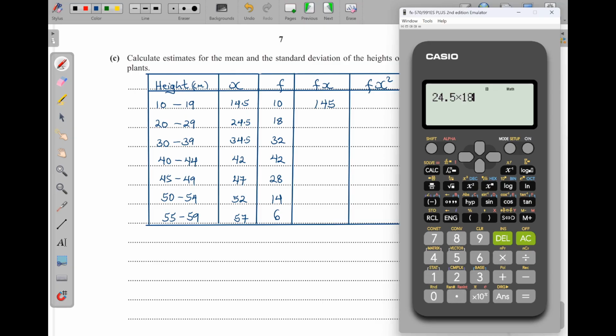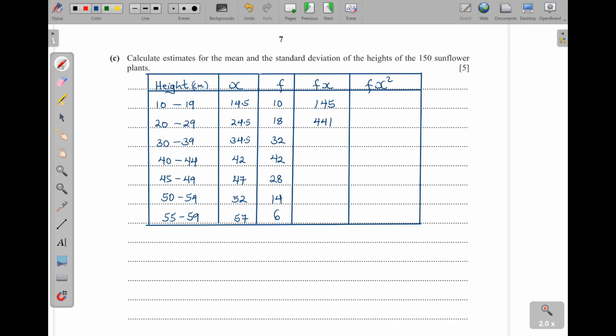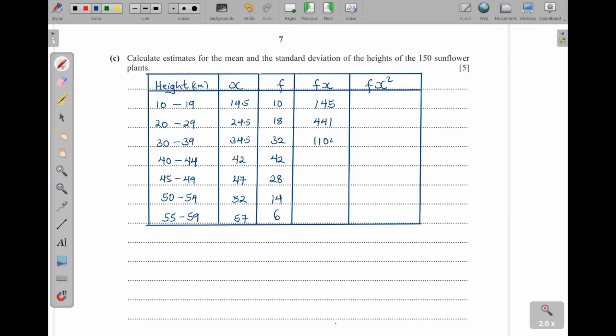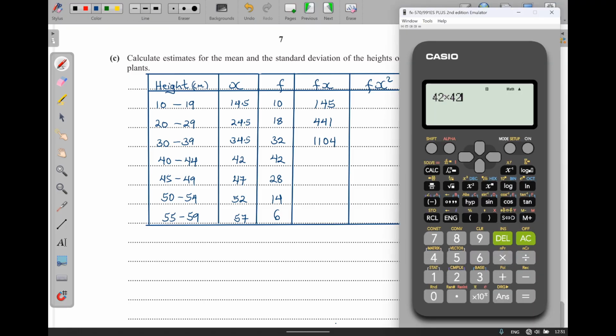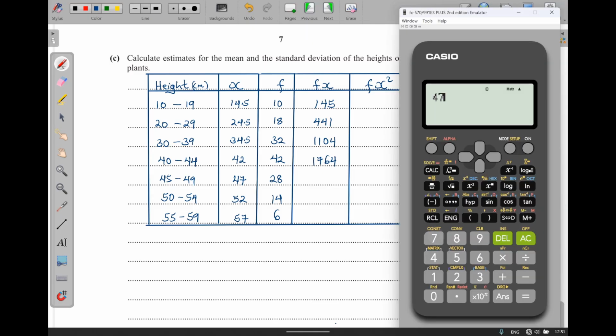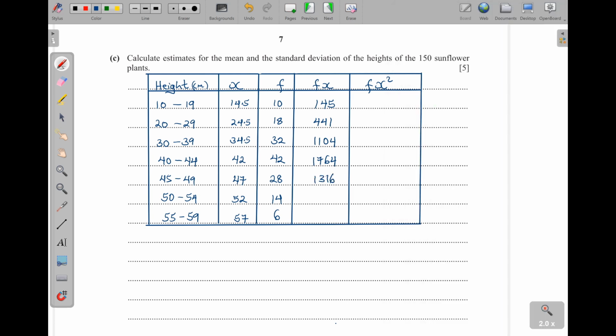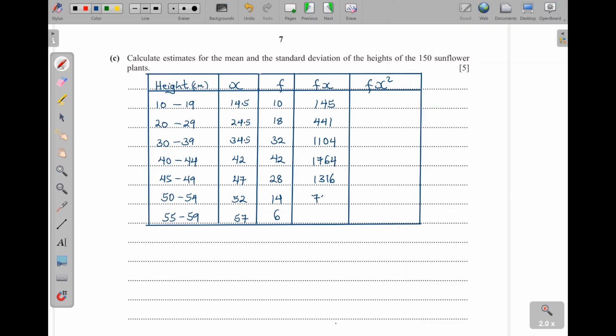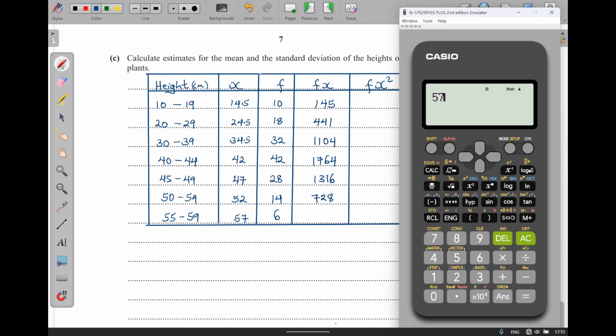24.5 times 18, that is 441. 34.5 times 32, 1104. 42 times 42, 1764. 47 times 28, 1316. 52 times 14, 728. 57 times 6, 342.